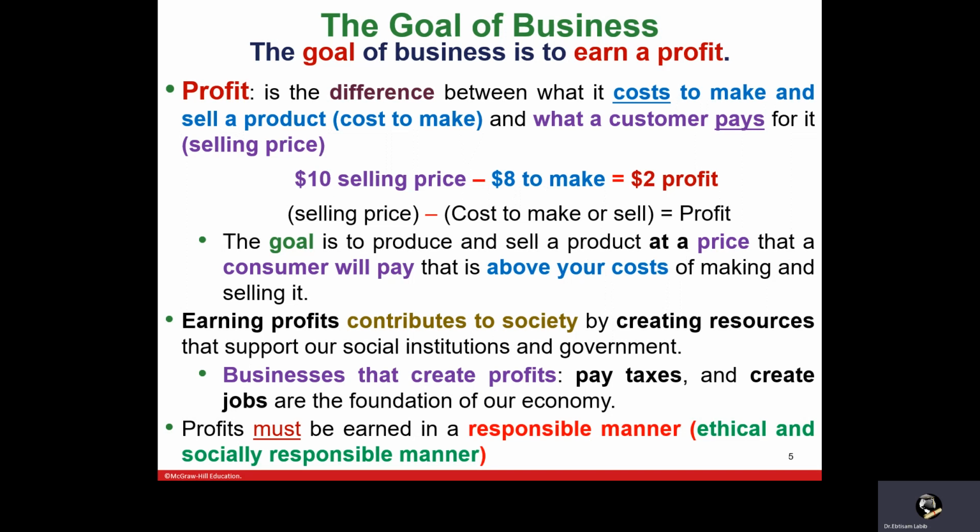Of course, you can calculate the profit by deducting 15 minus 10, the selling price minus the cost of making those cupcakes. Okay, so that's why we're saying that the profit is the difference between what it costs to make the product and what the customers pay for it, or the selling price of that product. So the goal is to produce and sell a product at a price that a consumer will pay.